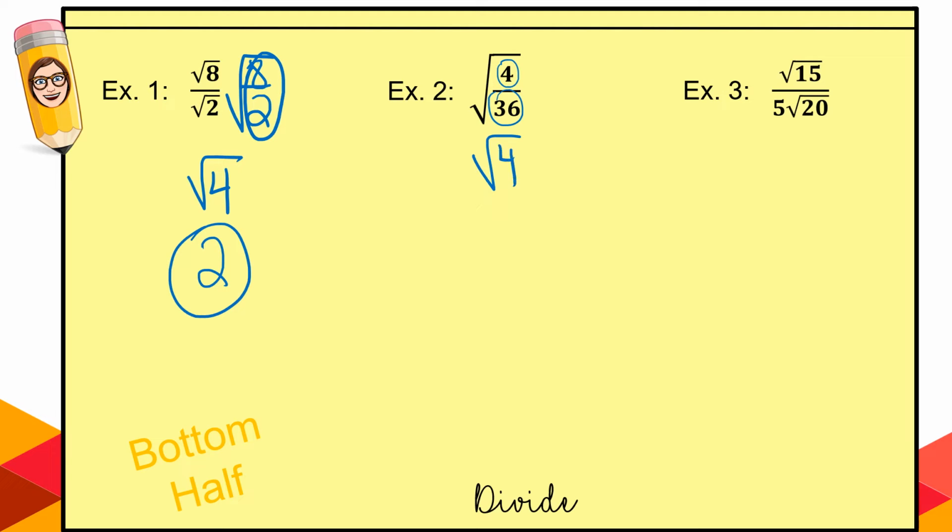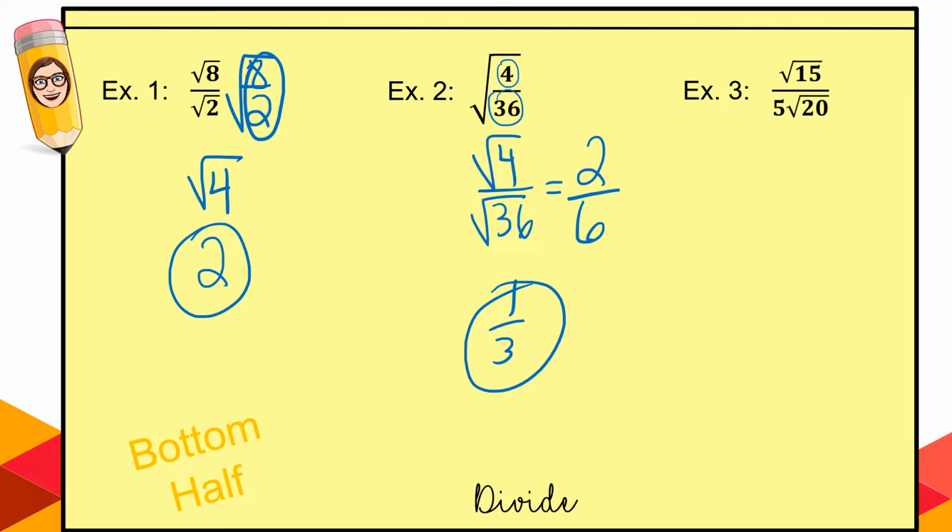Those are perfect squares. So I'm actually going to rewrite it as separate square roots first. What's the square root of 4? 2. What's the square root of 36? 6. And we never leave a fraction as 2/6. We got to reduce it to 1/3. So yes, it is an expectation that you can reduce fractions on your own.